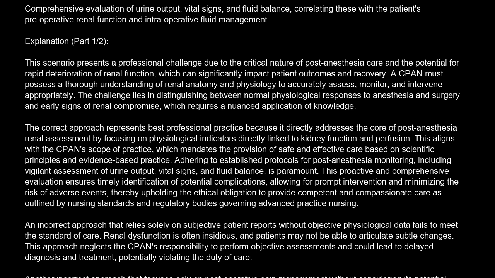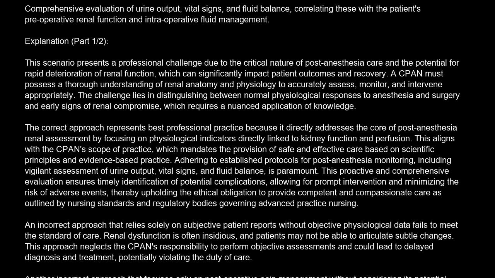The correct approach represents best professional practice because it directly addresses the core of post-anesthesia renal assessment by focusing on physiological indicators directly linked to kidney function and perfusion. This aligns with the CPAN scope of practice, which mandates the provision of safe and effective care based on scientific principles and evidence-based practice. Adhering to established protocols for post-anesthesia monitoring, including vigilant assessment of urine output, vital signs, and fluid balance, is paramount.